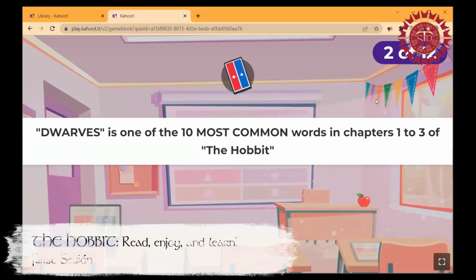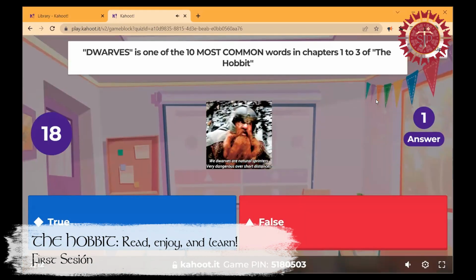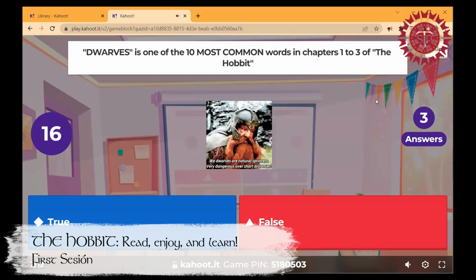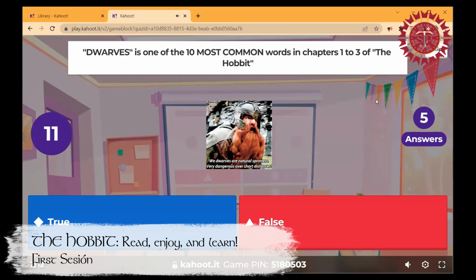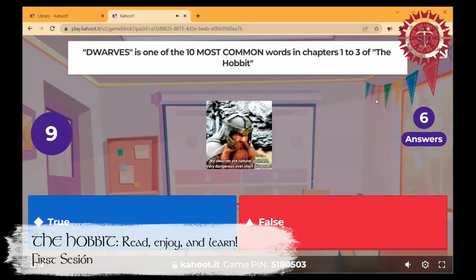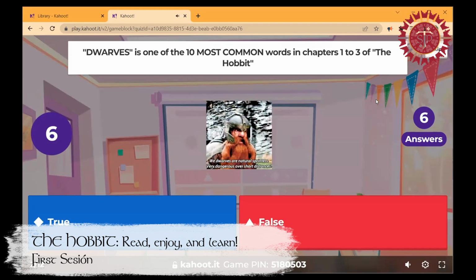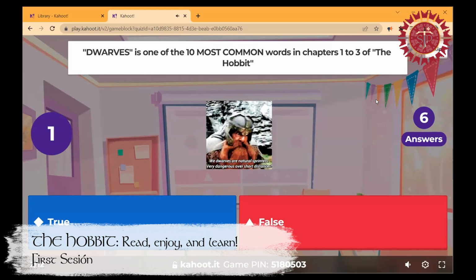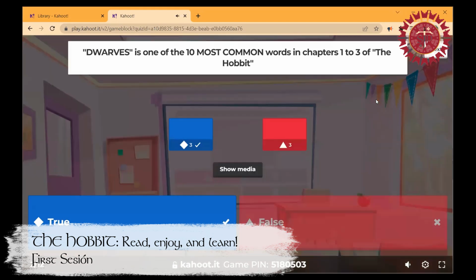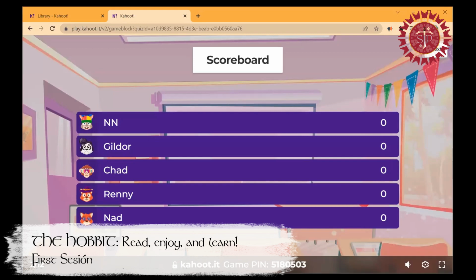So, first question. Dwarves is one of the 10 most common words in chapters 1 to 3 of The Hobbit. I was trying to get some information from not Chad, but ChatGPT. It wasn't always accurate, but more or less it helped a little. 50% said true, 50% said false. What do you think?